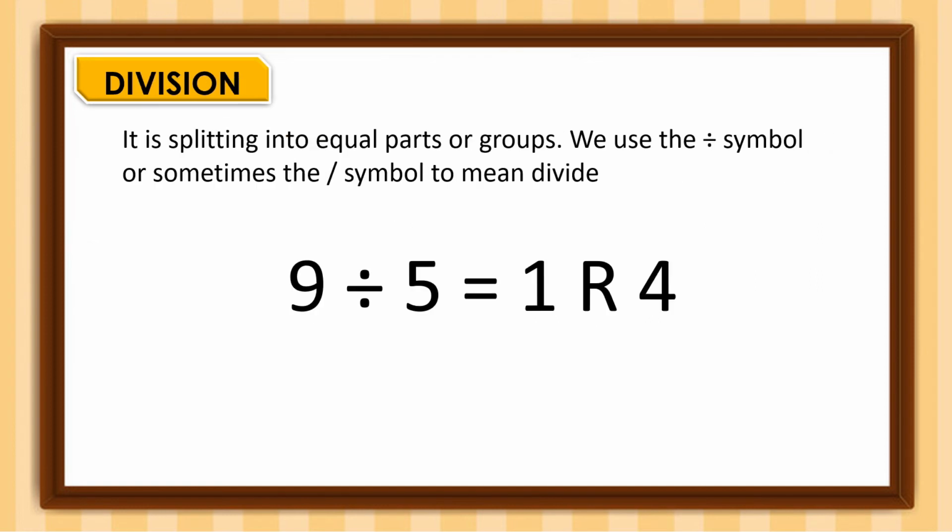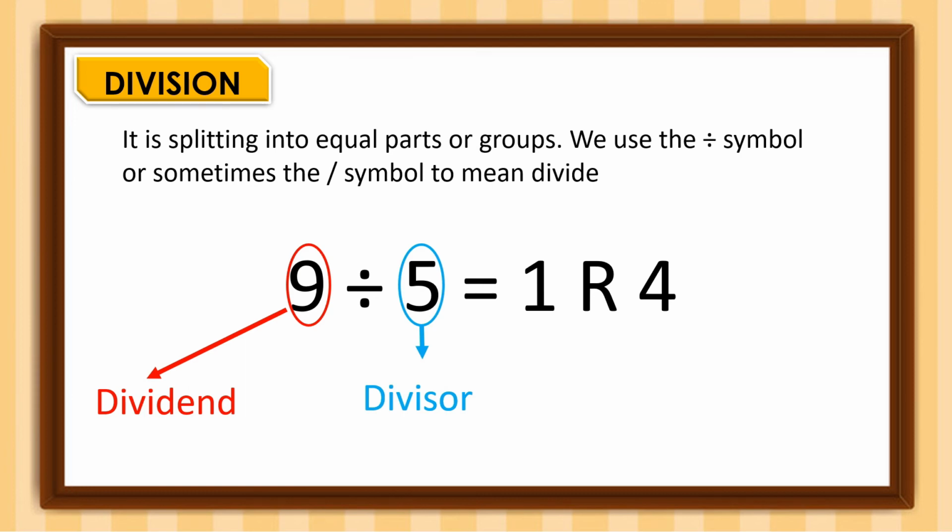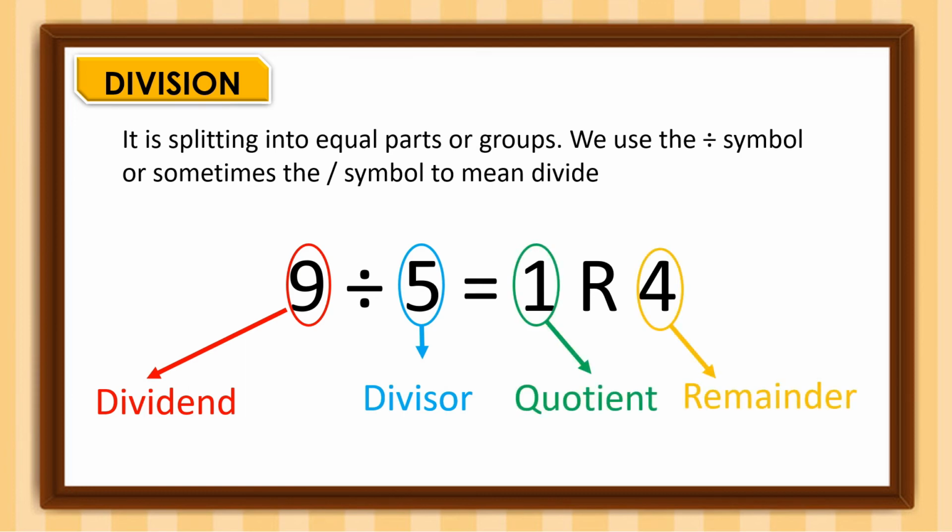Next, let us talk about division. Division is splitting into equal parts or groups. We use the obelus symbol, or sometimes the slash symbol, to mean divide. So we have 9 divided by 5, that is equal to 1 remainder 4. So 9 is our dividend, 5 is our divisor, 1 is our quotient, and 4 is our remainder.